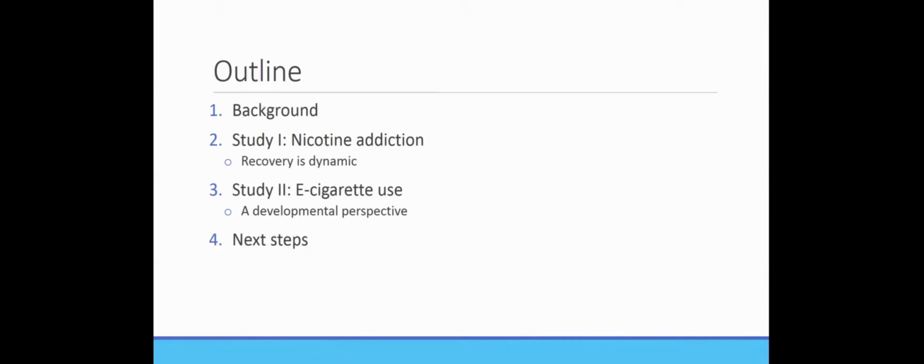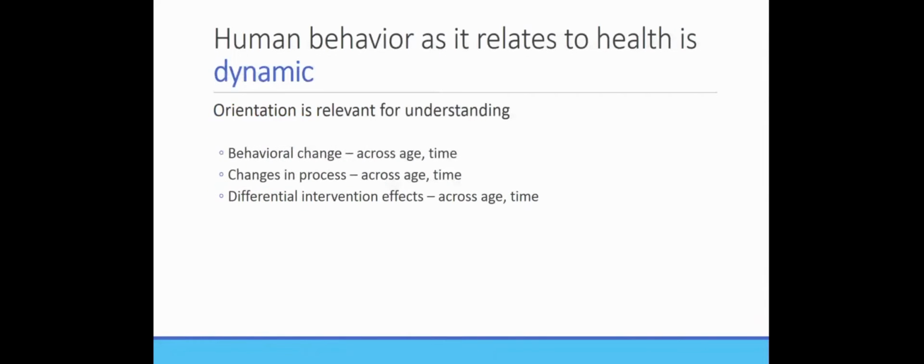In study two, I'm going to show a totally different use of the time-varying effect modeling that will have a developmental perspective, and we're going to look at the use of e-cigarettes and traditional cigarettes in adolescents across age. And then I'd like to just kind of conclude with a few thoughts about next steps for TVEM and related methods. Okay, so let's talk about the background to TVEM just a little bit, time-varying effect modeling.